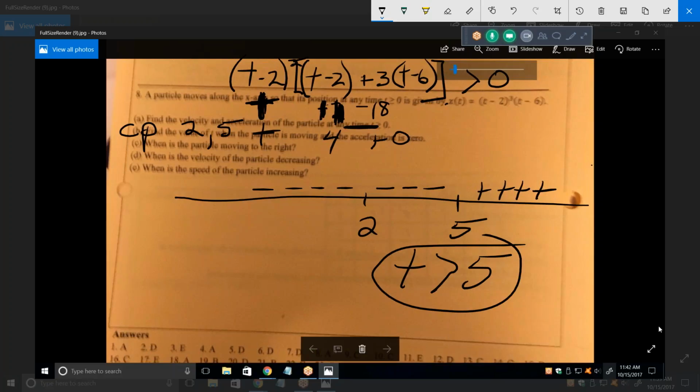Makes sense to me. All right. When is the velocity of the particle decreasing? Well, there's the other half of it. It's this area. 5. Okay. Decreasing when it's less than 5.